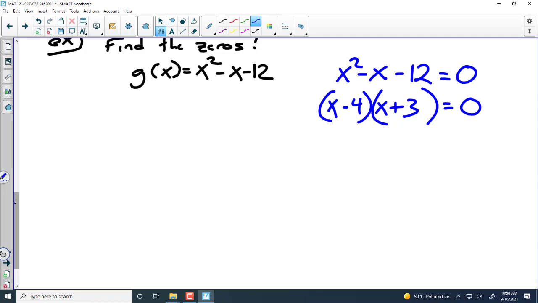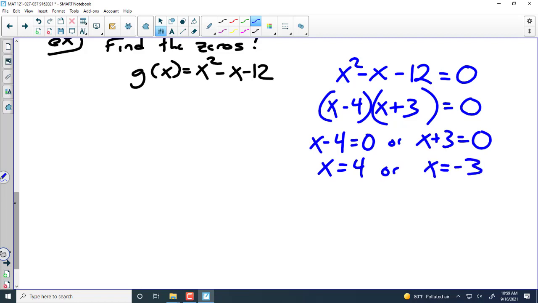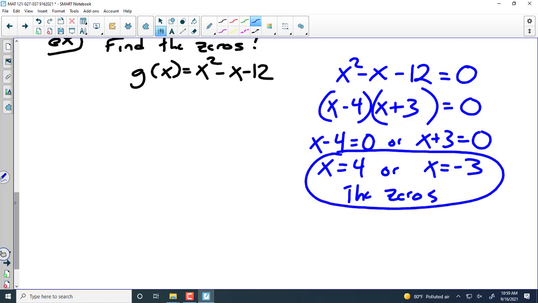After you set that equal to 0, you use the zero multiplication property: if these two things multiply to give you 0, then one of them has to be 0. So it's either the case that x minus 4 equals 0, or x plus 3 equals 0. That means either x equals 4 or x equals negative 3. These are the zeros. Those are the numbers that I am claiming that I could plug into this function and get a result of 0.